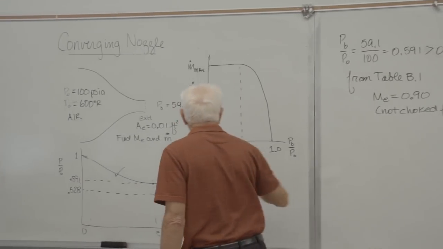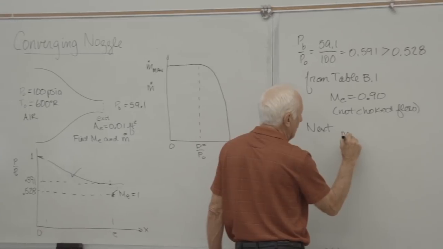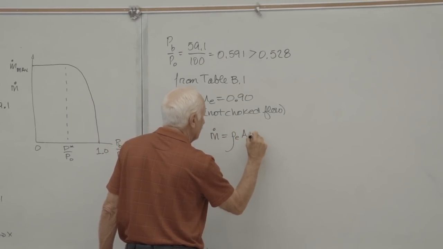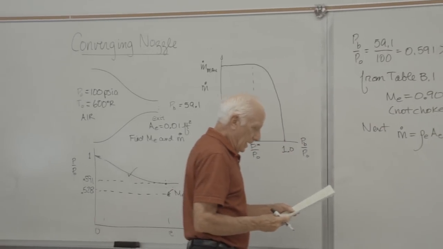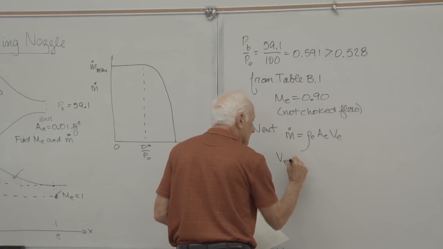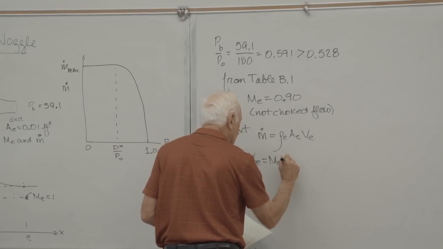Find the Mach number at the exit. Next, find M dot. M dot equals rho exit, A exit, V exit. I'm going to get V exit first: V exit is the Mach number at the exit times the speed of sound at the exit.